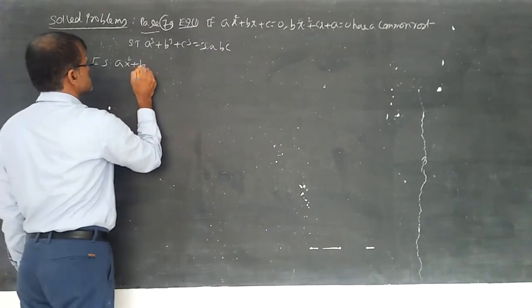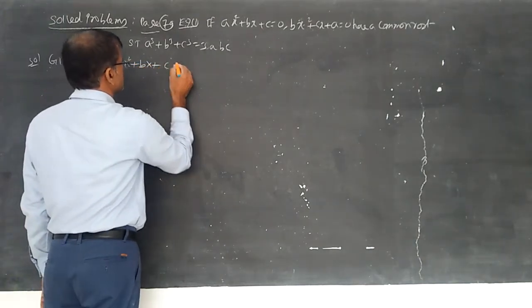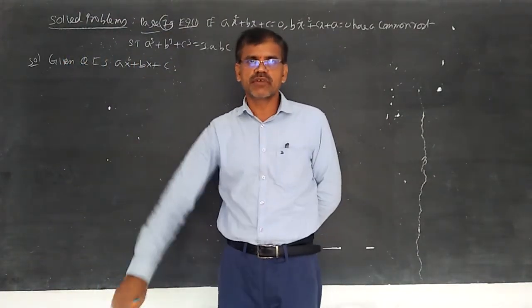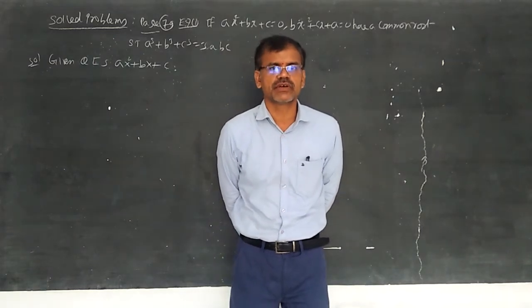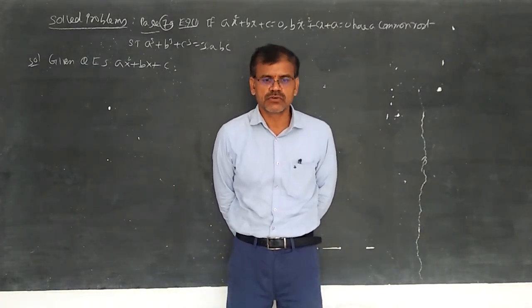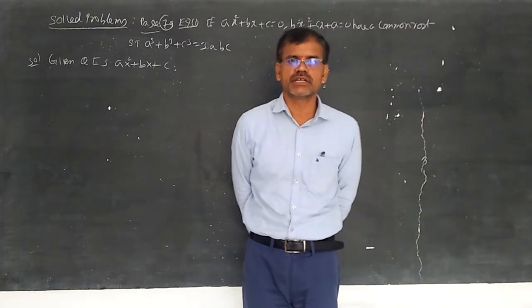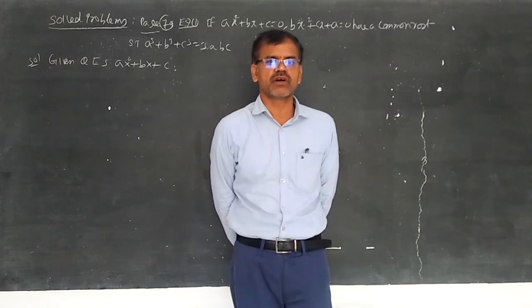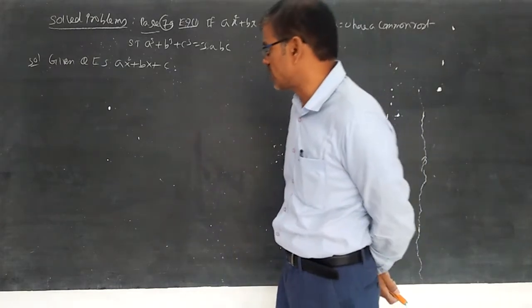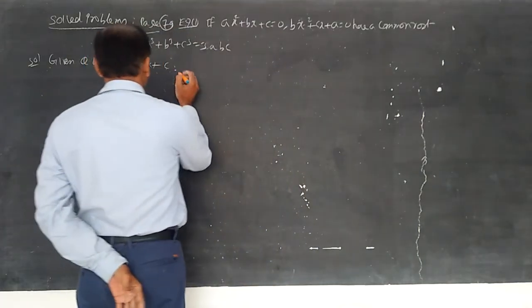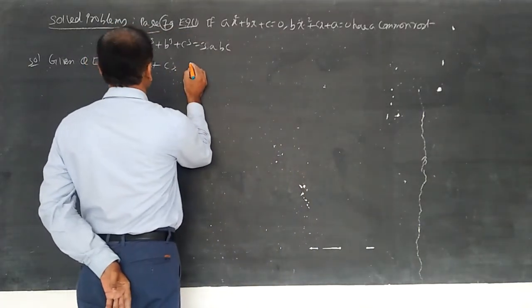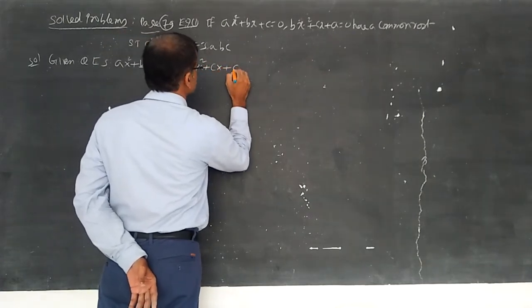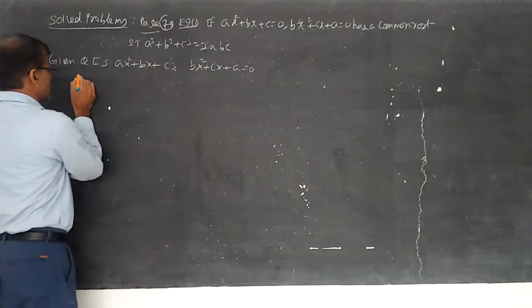We have discussed the common root condition theory. For a1x square plus b1x plus c1 equal to 0 and a2x square plus b2x plus c2 equal to 0, if the two quadratic equations have a common root, then the formula is (c1 a2 minus c2 a1) whole square equal to (a1 b2 minus a2 b1) into (b1 c2 minus b2 c1). Remember the formula, we should do the sum depending upon the formula. The equations are ax square plus bx plus c equal to 0 and bx square plus cx plus a equal to 0. Write like this.